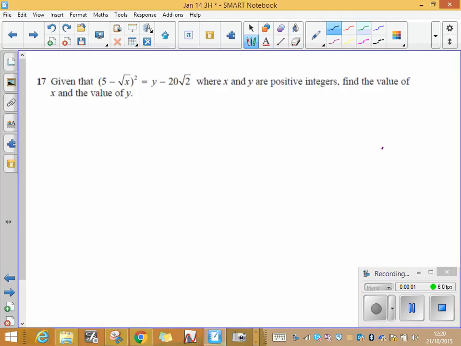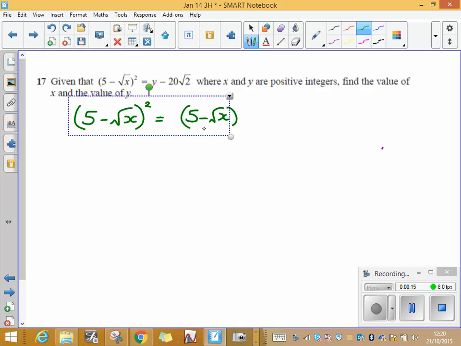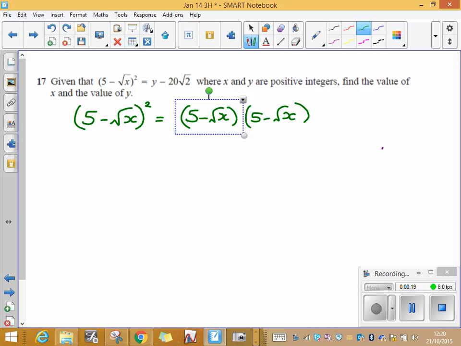Now, this is a particularly nasty little question. I can't see where to start apart from to remove the brackets. So I'm going to remove the bracket from (5 minus root x) squared, which is the same as 5 minus root x multiplied by another 5 minus root x. So let's see what we get when we remove the brackets.